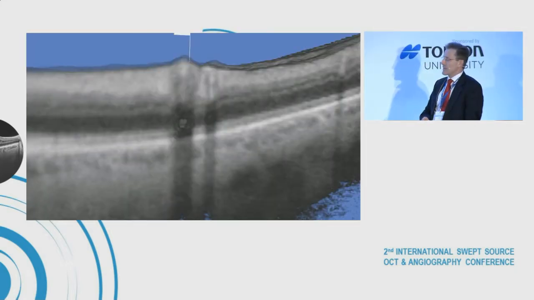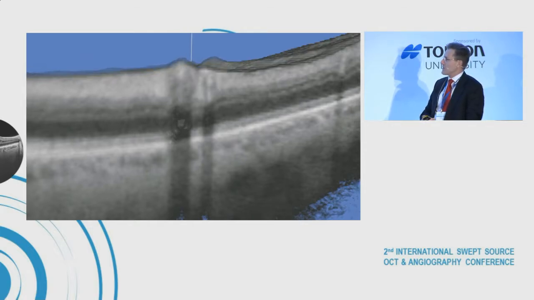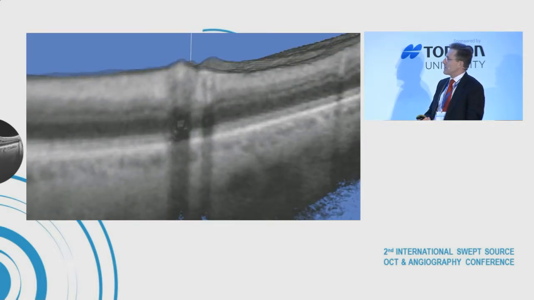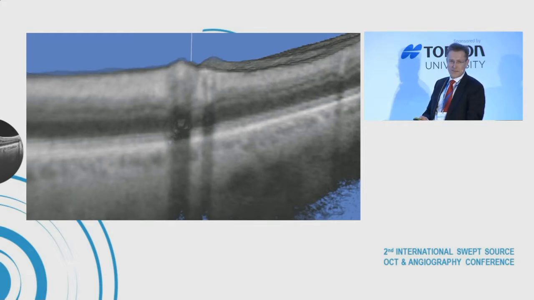There are some artifacts to be aware of. For instance, here you have a shadow which is cast by the blood moving in two vessels at the top of the image here, and it produces what looks like two tunnels underneath them.